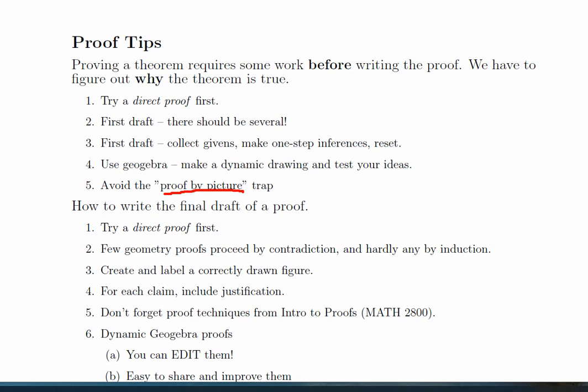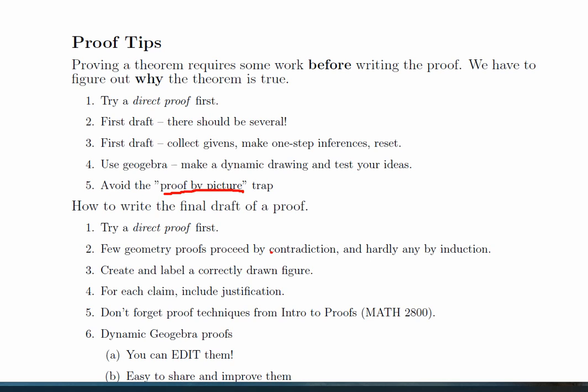Also, in finite geometry, the pictures that I've given in the notes are not necessarily the only model. They are models, they are working models, they're good models, but they're not necessarily the only way you could draw it. So just be careful of the proof by picture.